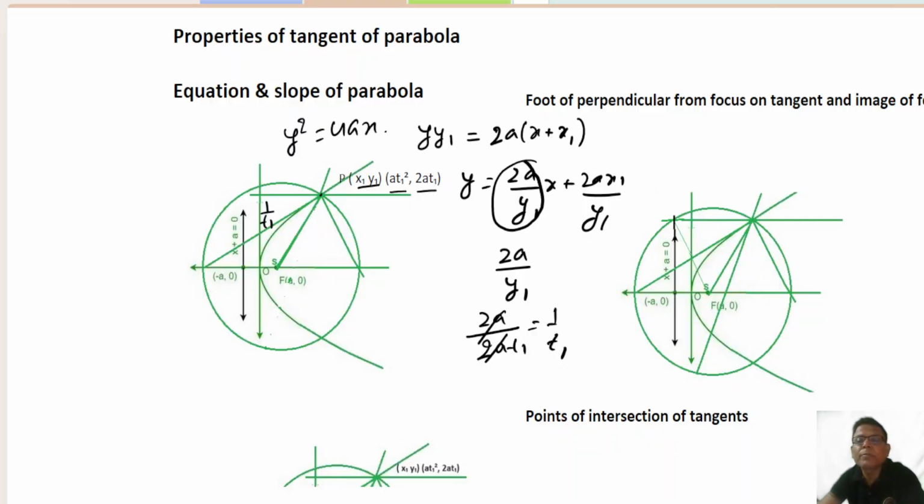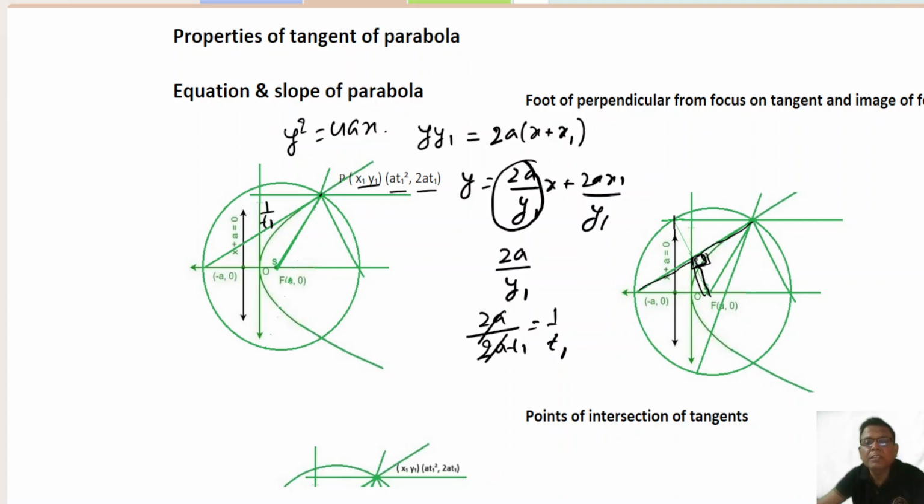Now the foot of the perpendicular from the focus on the tangent, and the image of the focus. Suppose this is a tangent, and if you are drawing the foot of perpendicular, previously we have seen that by taking this diameter it will touch here, so this is 90 degree. So any foot of perpendicular from the focus to the tangent will lie on the y-axis, and obviously it will make 90 degree here.